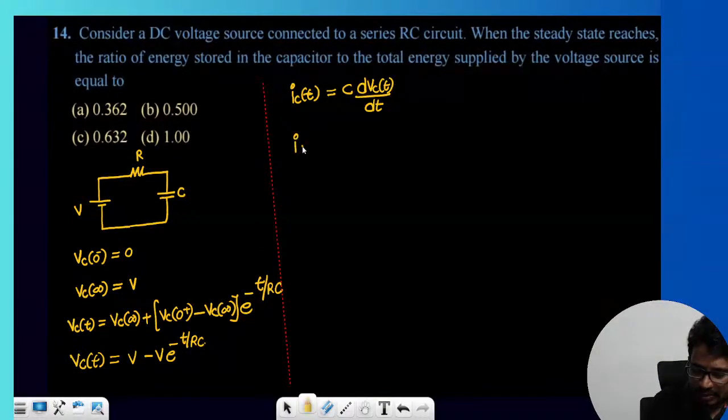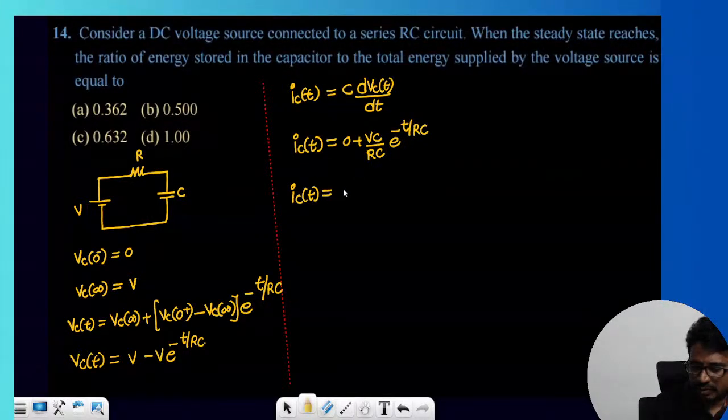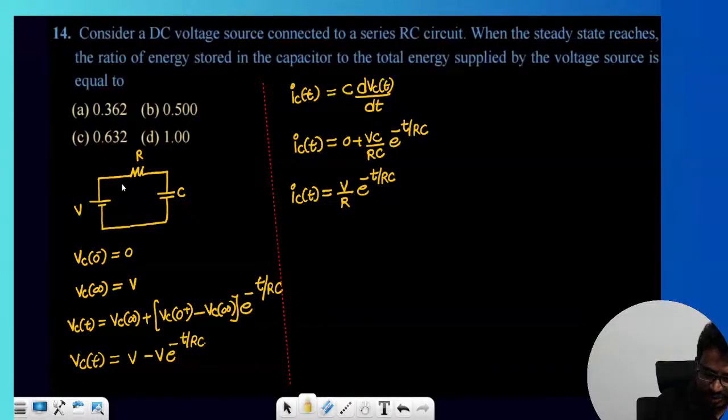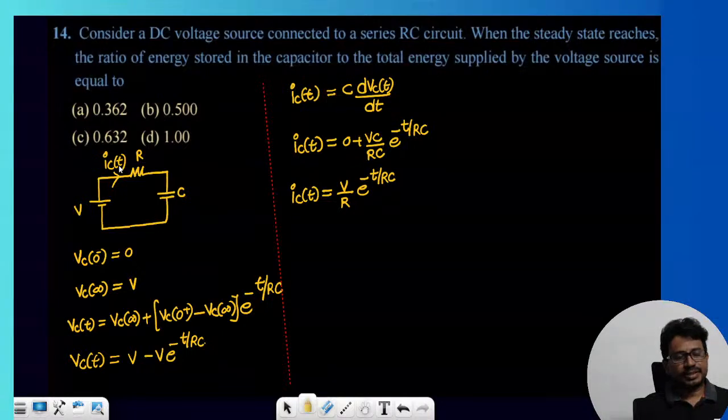Now IC of t will be given as C. If I differentiate it, the first term becomes 0, and we get minus V by RC into e power minus t by RC. So IC of t equals V by R into e power minus t by RC. Right. This is the current through the circuit. The same current will pass through the resistor as well as the capacitor.